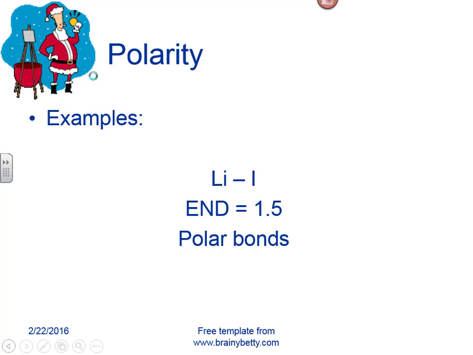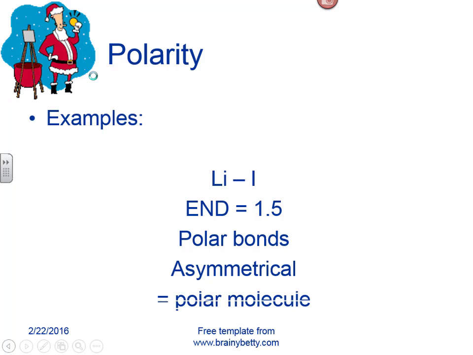No, because one is lithium and one is iodine. That means the molecule is not symmetrical. It's not the same thing on both sides. We would call that asymmetrical. If it has polar bonds and it's asymmetrical, that means overall we have a polar molecule. This molecule as a whole would have a plus end and a minus end.